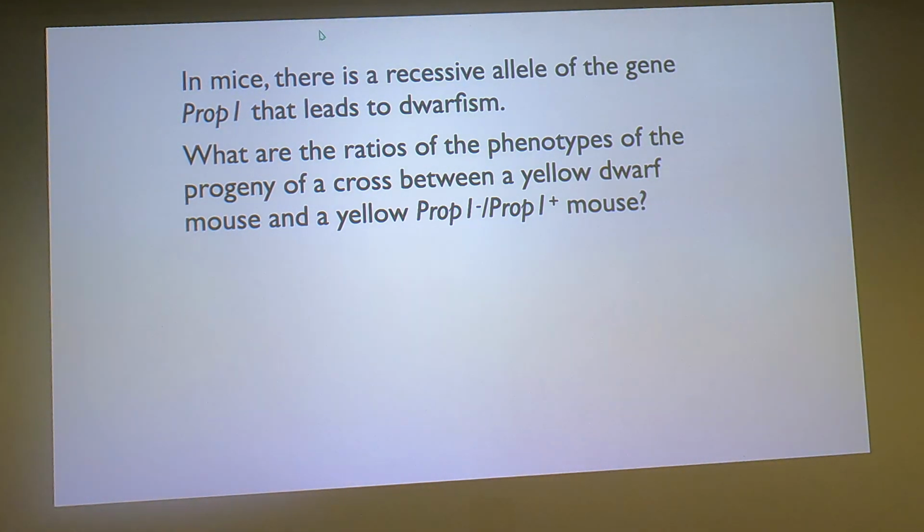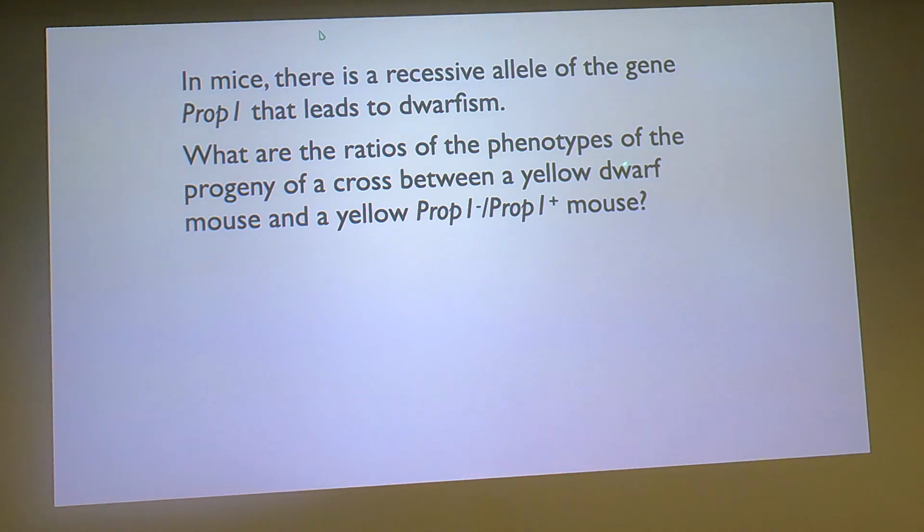So what we got here is a new allele I'm mentioning, prop 1, that leads to dwarfism in mice. And it's recessive. And then I tell you this is the problem I give you. And again, don't be intimidated. Sometimes it sounds like I'm speaking gibberish here. But the question is, what are the ratios of the phenotypes of the progeny of a cross between a yellow dwarf mouse and a yellow prop 1 plus, prop 1 minus mouse?